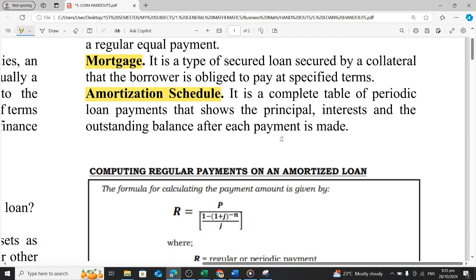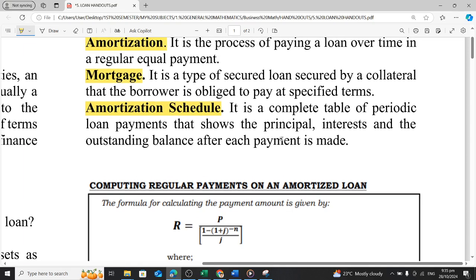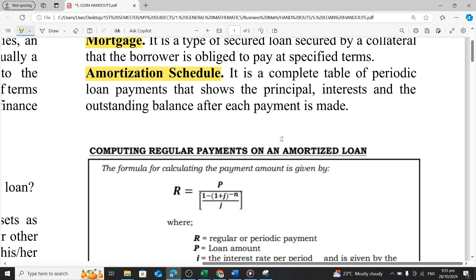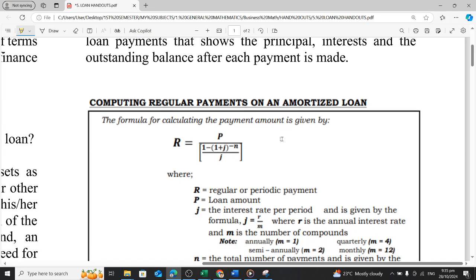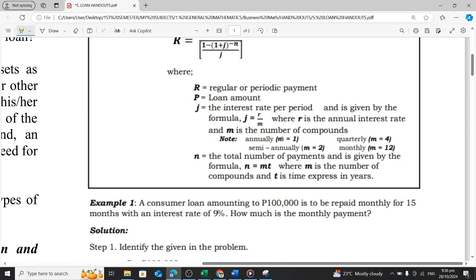Now, how to compute the regular payments for a loan? We already discussed this in our lesson, right? What is our formula? We have R is equal to P over 1 minus (1 plus j) raised to negative n, over j. So let's have an example.